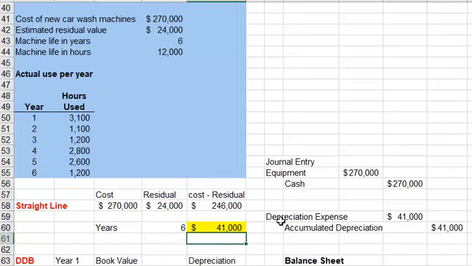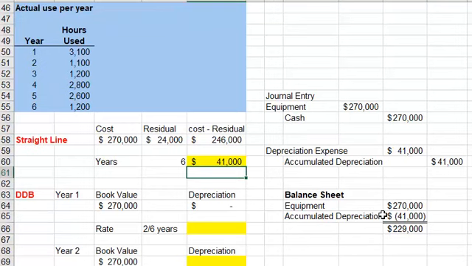What we're going to see here is our entry that we're going to book. Depreciation expense, a debit of $41,000, and accumulated depreciation, which is going to be a credit of $41,000. Accumulated depreciation is a contra asset. It is going to act in the opposite direction of an asset, so it is going to increase with a credit balance.